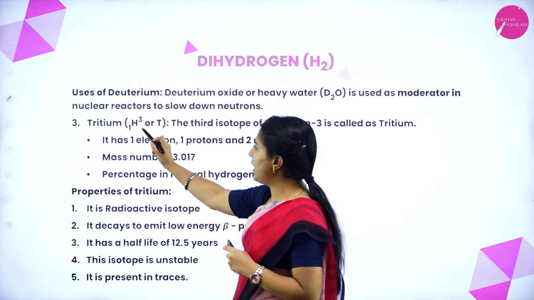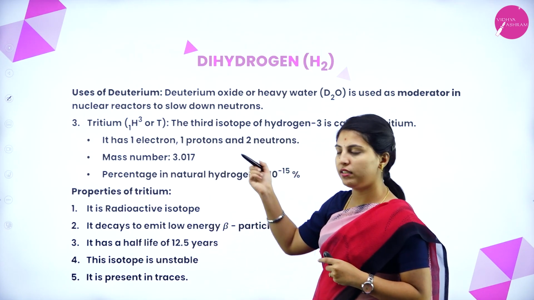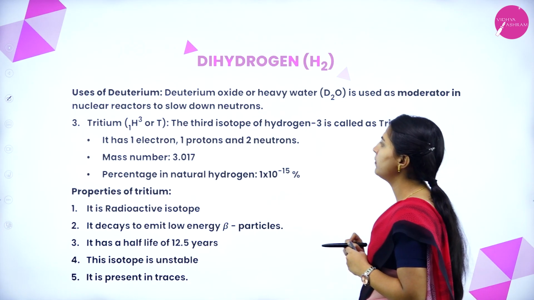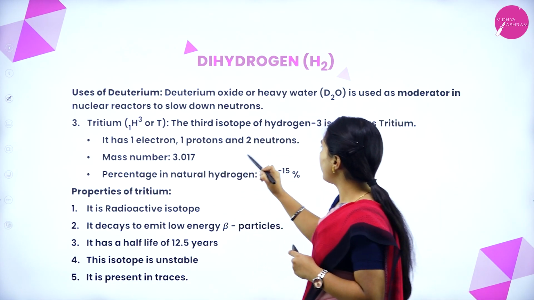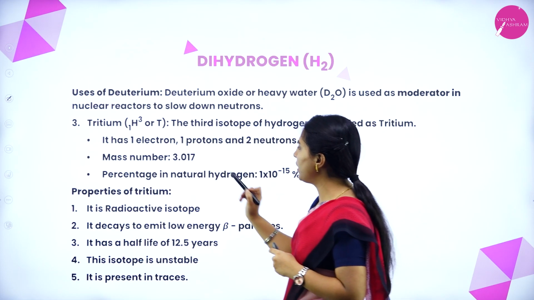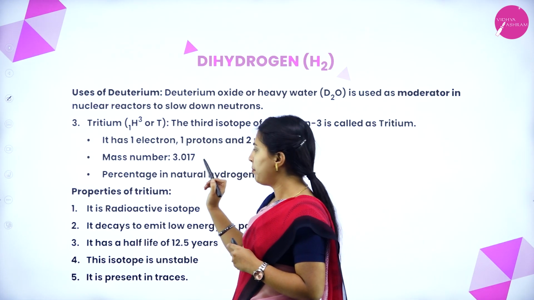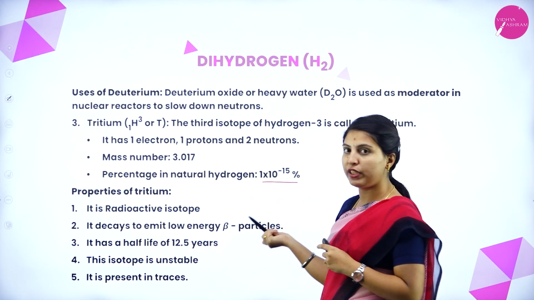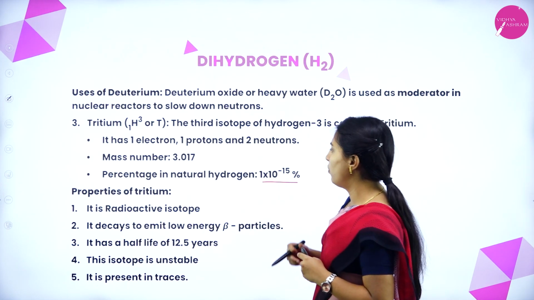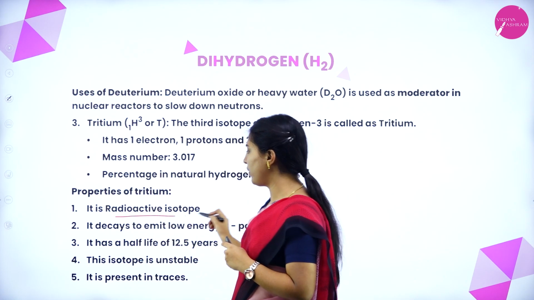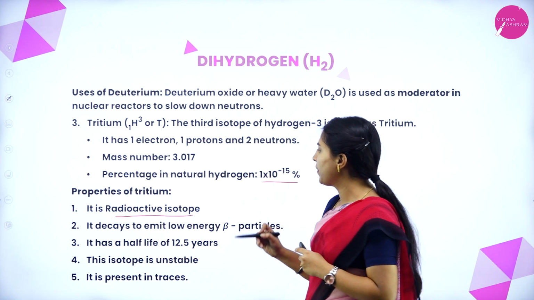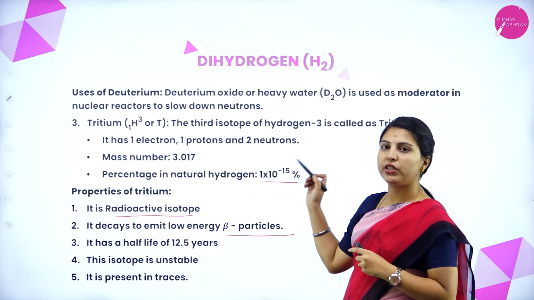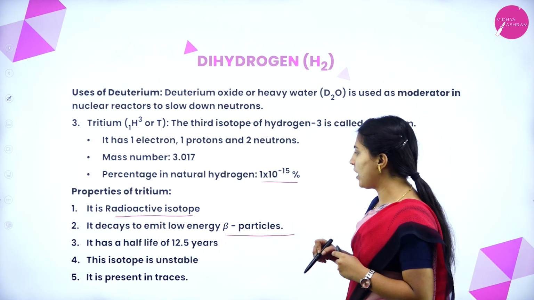And tritium, its atomic number is 1, mass number is 3. The third isotope of hydrogen is called tritium. It has one electron, one proton and two neutrons. Mass number 3.017. Percentage in natural hydrogen 1 into 10 to the power of minus 15%, very less. What are the properties? This is a radioactive isotope, so very less. It decays to emit low energy particles called beta particles. Beta particles can be emitted.